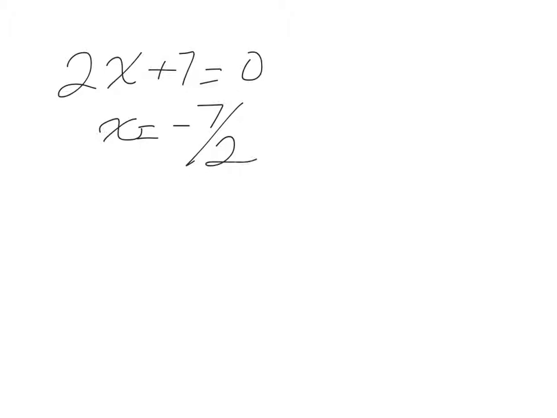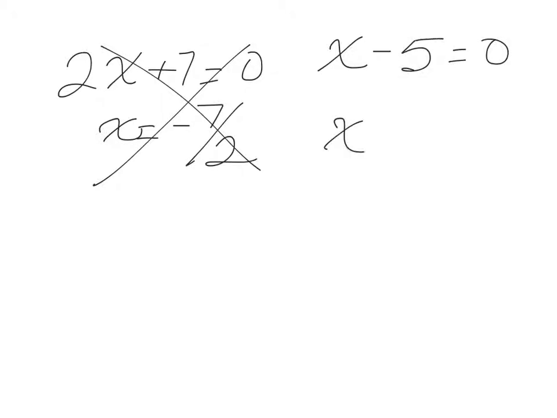That's silly, because we can't have a side of a cube being a negative number. Our implicit domain is positive numbers. So x minus 5 equals 0. X equals 5 centimeters, and that is the length of the side of the original cube. So that is our answer.